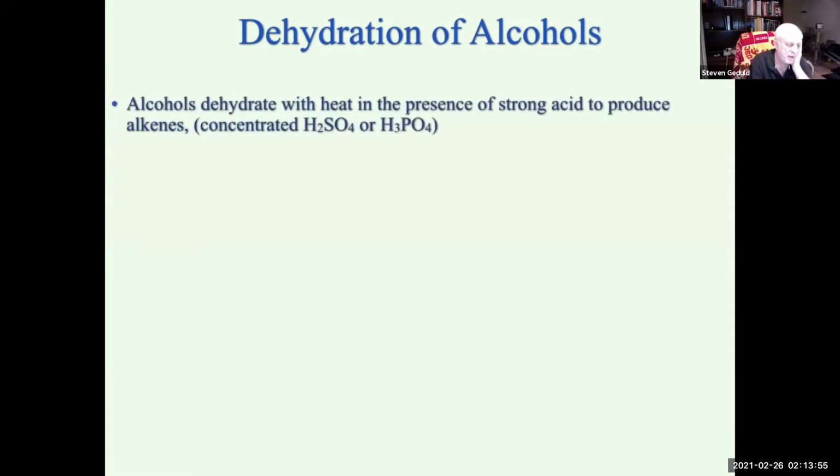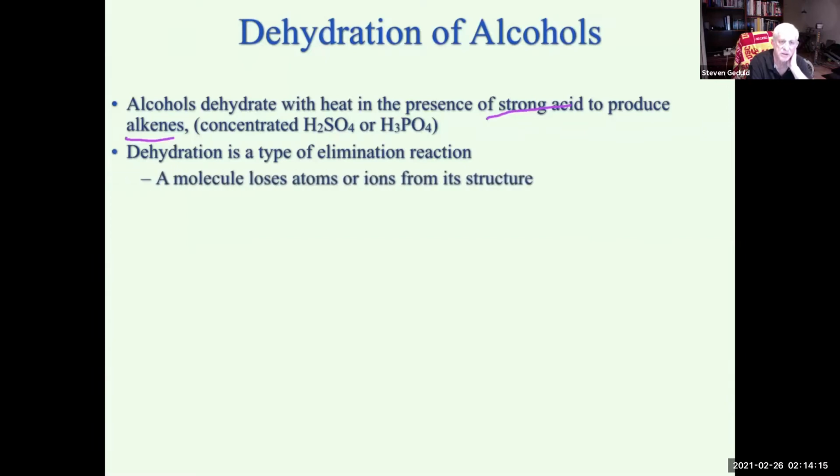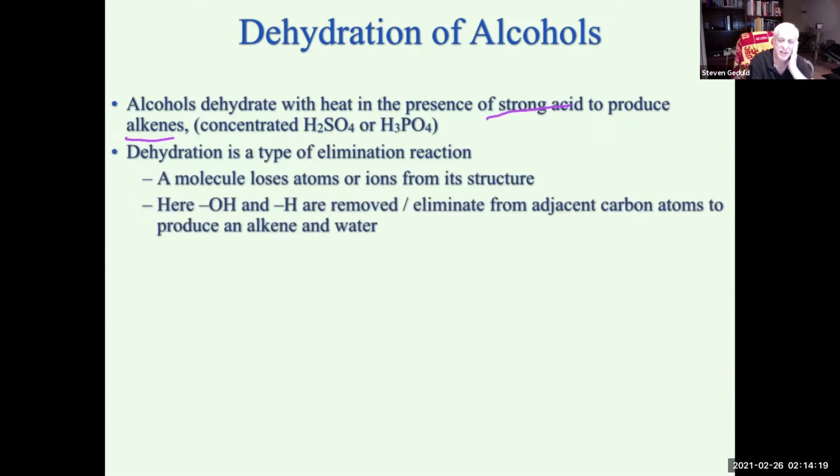All right, so dehydration. Dehydration means taking away water. Alcohols dehydrate with heat in the presence of a strong acid, like phosphoric acid or sulfuric acid, and they're going to produce an alkene. They're going to make a double bond. It's similar to an elimination reaction. We're eliminating water. We're losing H and OH. A molecule loses atoms and ions from its structure in an elimination reaction.